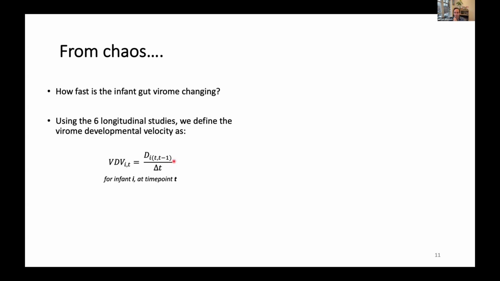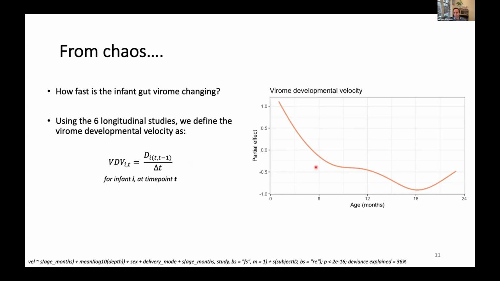And when we look at this virome developmental velocity in the infants over time, and we run a GAM once again to control for some of the confounding effects, we see that there's really the highest virome developmental velocity early on in life, and this is significantly associated with age, where it's quite high in the first 6 or 8 months and then really stabilizes and stays kind of lower. So this is the really chaotic portion of virome development, the first 8 months.